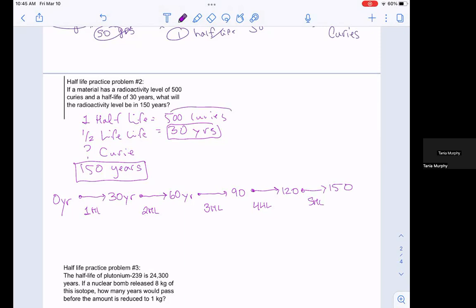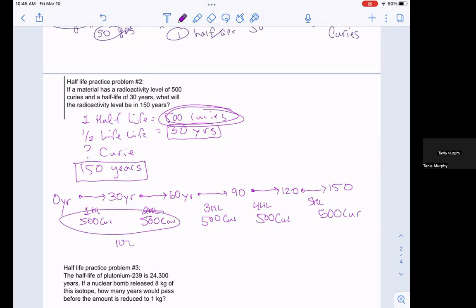Each half-life releases 500 curies. 500 curies, 500 curies, 500 curies. You see where we're going here. Forgot the number. 500 curies, 500 curies, 1,000, 1,000, 500. So 2,500 curies, right? No calculators needed here. We can do that easily on our own.